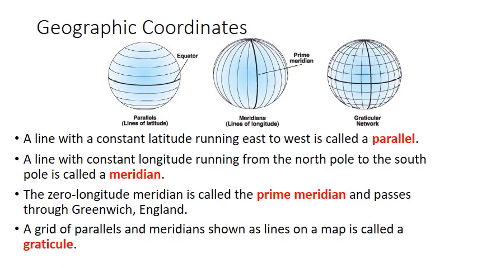You should be comfortable with geographic coordinates. Lines of latitude running east and west are called parallels. Lines of constant longitude running north and south are known as meridians. The zero meridian is called the prime meridian and passes through Greenwich, England.